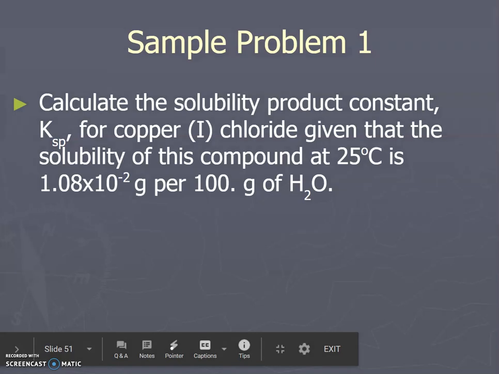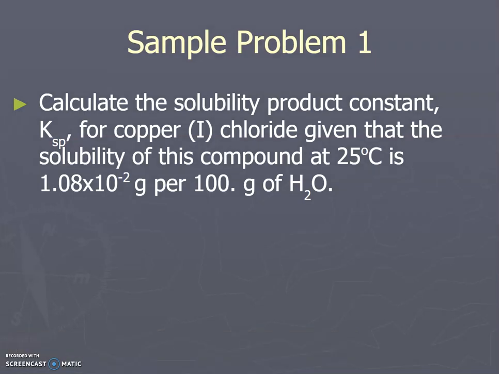So go get your calculators. This is really important that you practice putting these in the calculator, because we're going to be working forwards, backwards, and with a little bit of fun extra algebra in there. First it says calculate the solubility product constant, which is the KSP, for copper 1 chloride, given that the solubility of the compound is 1.08 times 10 to the negative 2 grams per 100 grams of water.